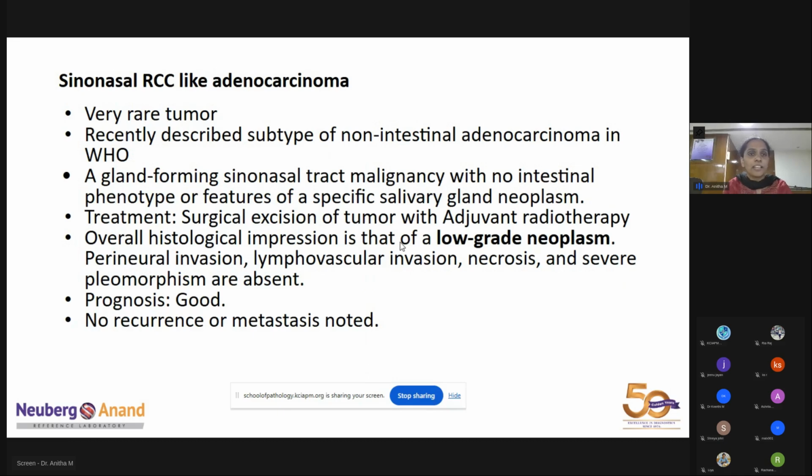It's a very rare tumor and a recently described subtype of non-intestinal adenocarcinoma in the WHO 5th edition. And the treatment is surgical excision of the tumor with adjuvant radiotherapy. And this is a low-grade neoplasm. There is no perineural invasion, lymphovascular invasion, necrosis, or pleomorphism. Prognosis is good, and there is no recurrence or metastasis in any of the cases described. Thank you.